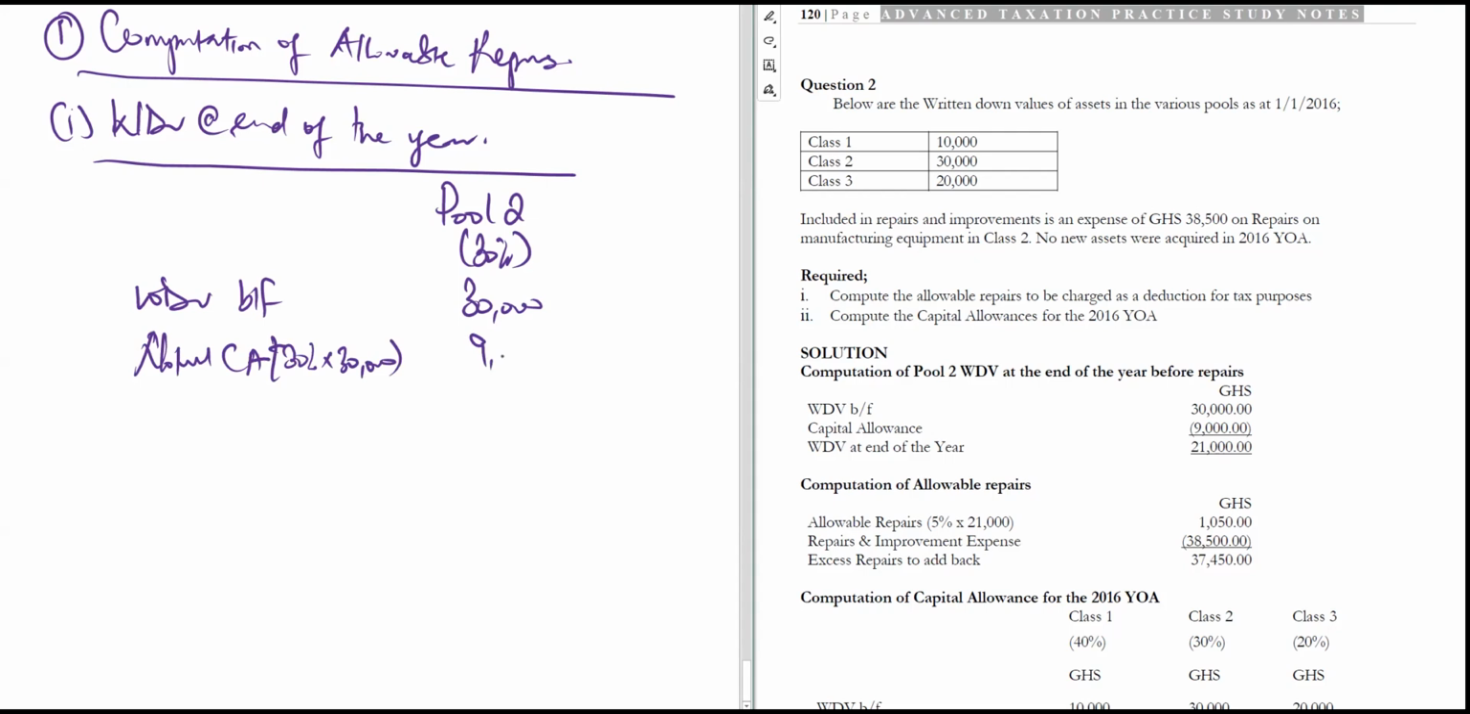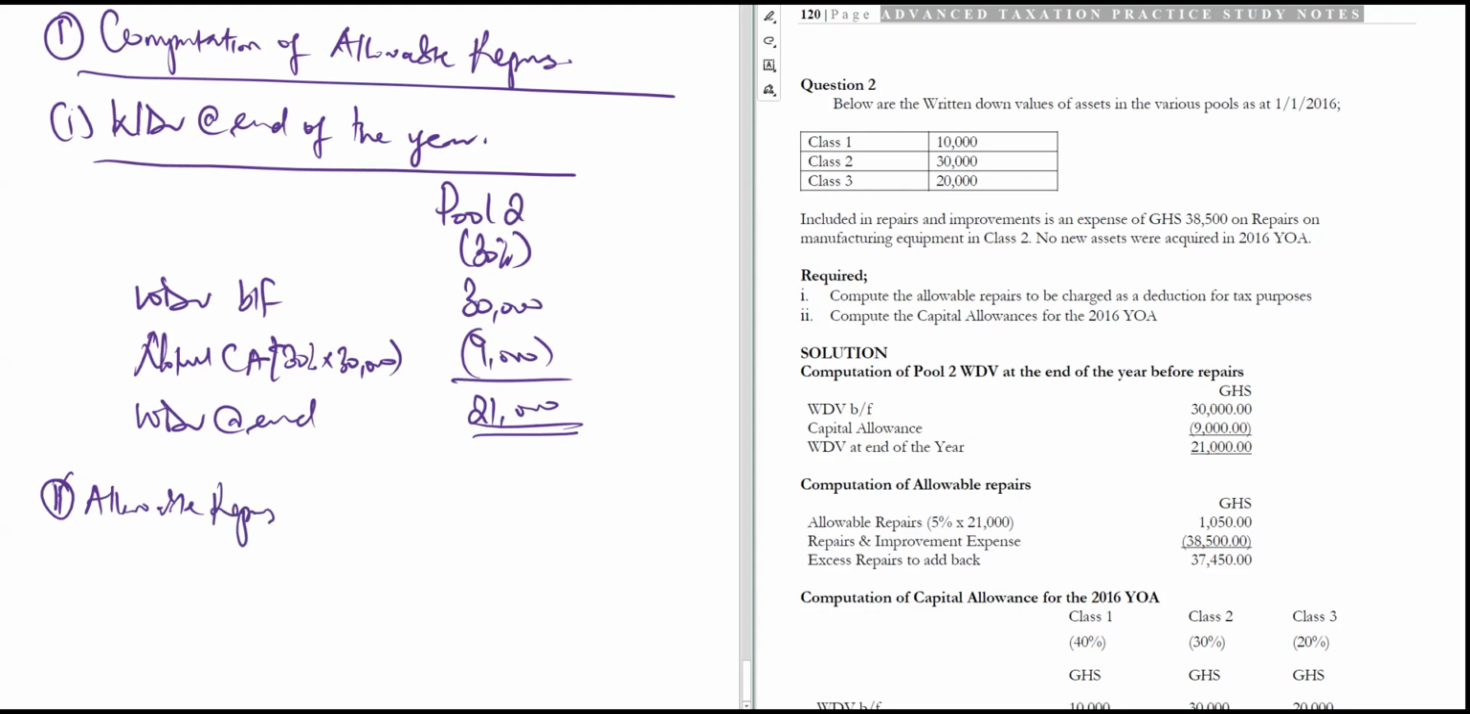That's about 9,000 or so. Take it out. That gives us the written down value at the end of the year. That gives us 21,000 also. Okay. So what becomes our allowable repairs is what percentage?